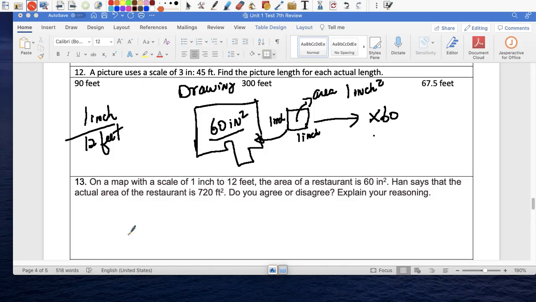I don't know how he got that. Because he multiplies 60 by 12. Well, it doesn't really make sense.